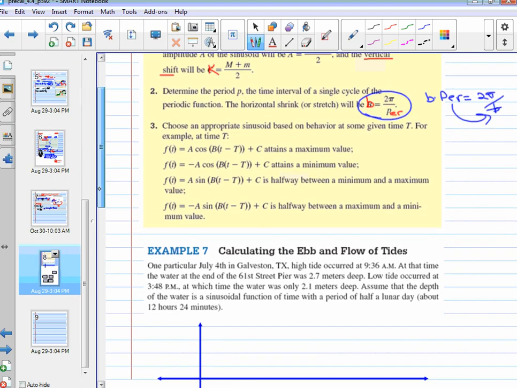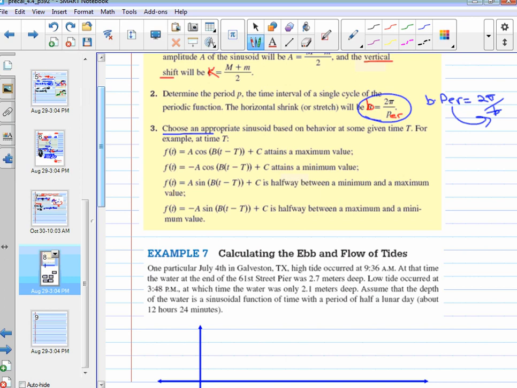And then it says, choose an appropriate sinusoid based on its behavior at some given time. I like to start at 0. Am I going to choose a cosine or a negative cosine? Well, a cosine graph is one that starts at the maximum and heads down to the minimum. A negative cosine would start at the minimum and head up to the maximum.